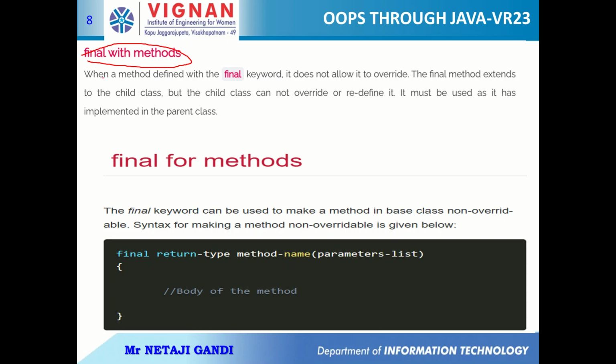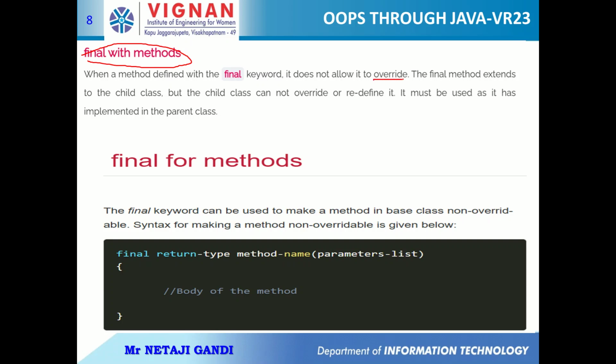What is meant by method overriding? Can anyone please tell me? Same parent, same method. For both parent and child, sir. Very good. So the parent class and child class contain the same method name, same return type, and same type of parameters. Then it will be treated as the overriding concept.